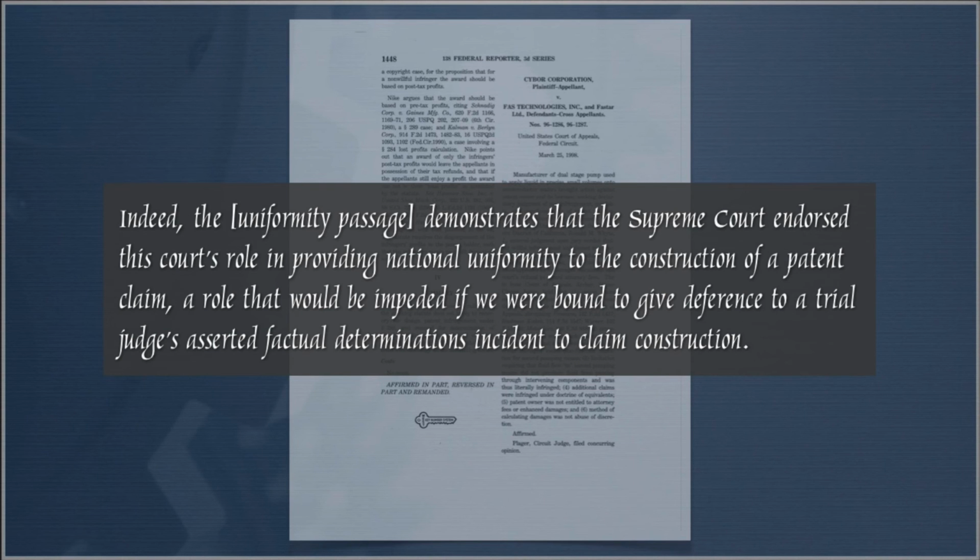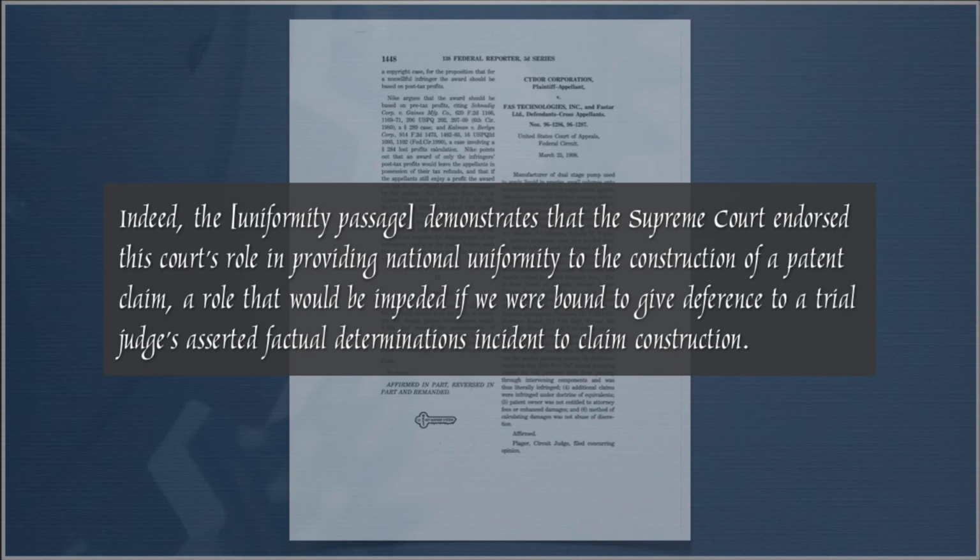But what the court then goes on to say is, indeed, the uniformity passage, the stuff we talked about a minute ago with respect to uniformity, demonstrates that the Supreme Court endorsed this court's role in providing national uniformity of the construction of the patent claim, a role that would be impeded if we were bound to give deference to a trial judge's asserted factual determinations incident to claim construction. All right? So that's really key, right?